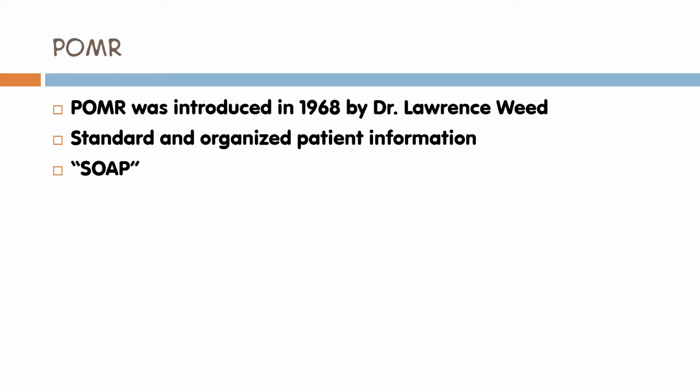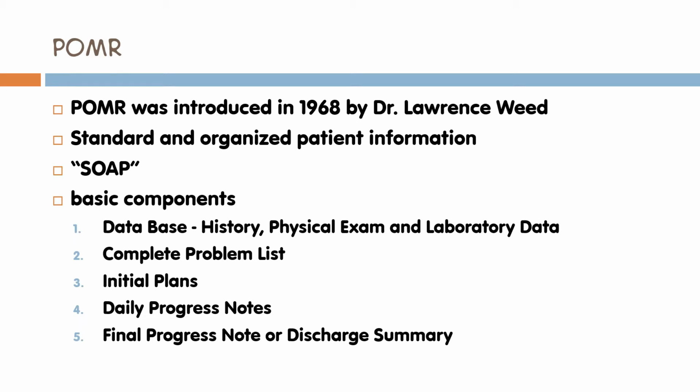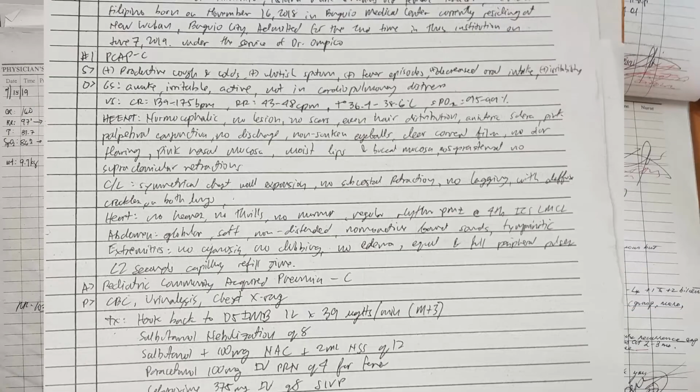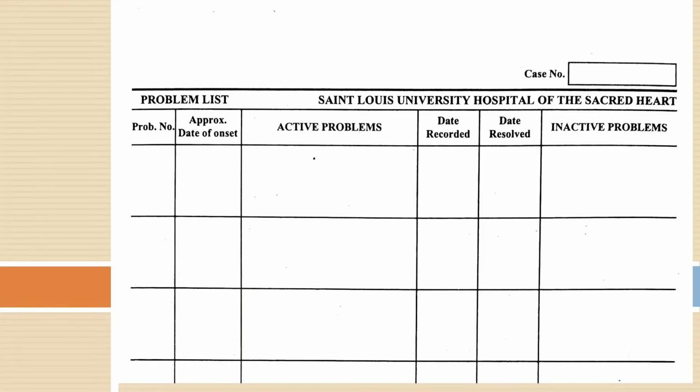I hope that got you a little expectant and excited for clerkship, although admittedly it is a lot of paperwork. To emphasize, the POMR SOAP system is involved in every phase of patient care, from creating your database, devising your problem lists, making plans, writing progress notes, and even your medical abstracts and summaries. And this is how the problem list in the SLU hospital looks like in close-up and is incorporated in every medical chart you will encounter.